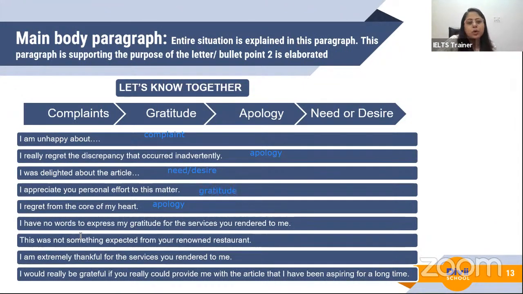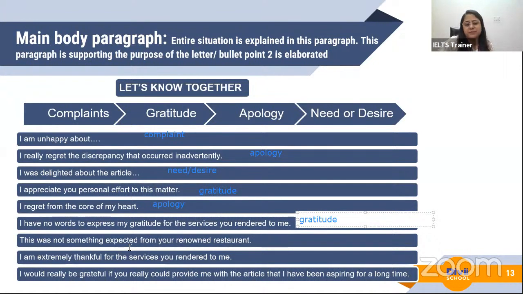Next, "I have no words to express my gratitude for the services you rendered to me." The word gratitude itself says that it is again a gratitude letter. Whatever the services, you are very thankful to the person. For example, you had gone for dinner at a place and were very happy or pleased with the meal or the services provided to you. So you will be writing your gratitude to the person. Okay, so that is going to be the gratitude letter.